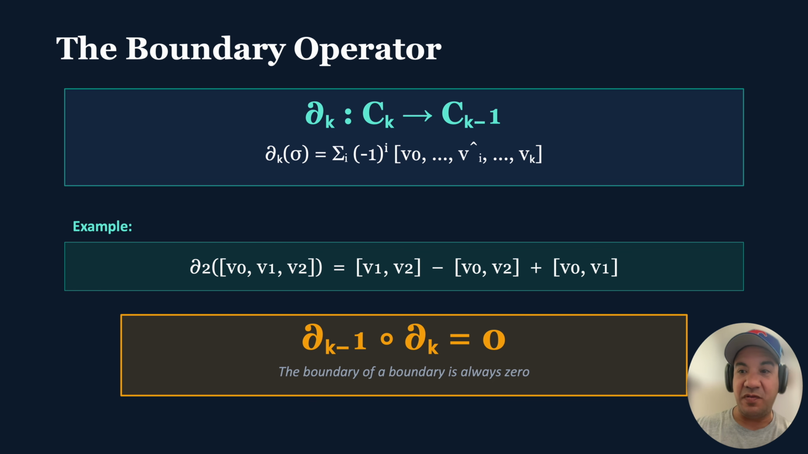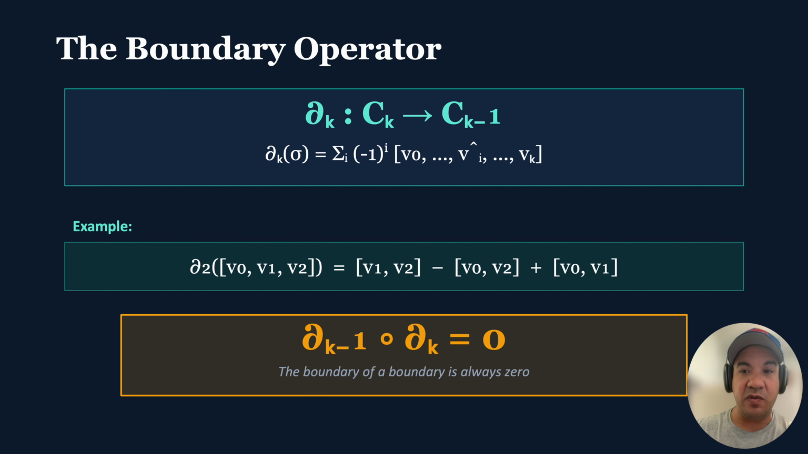Let me show the example for a triangle. The boundary of the triangle v0, v1, v2 equals the edge v1, v2 minus the edge v0, v2 plus the edge v0, v1. So the boundary of a filled triangle is its three edges with alternating signs.